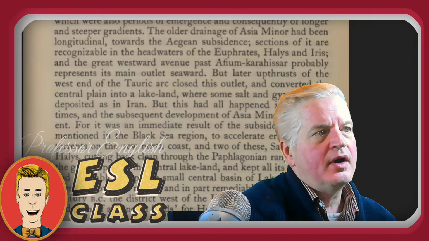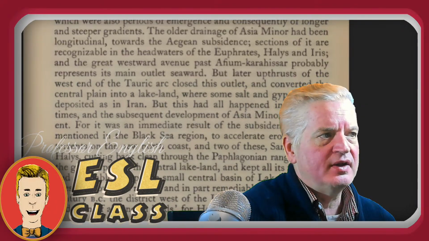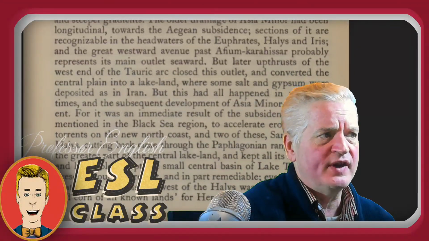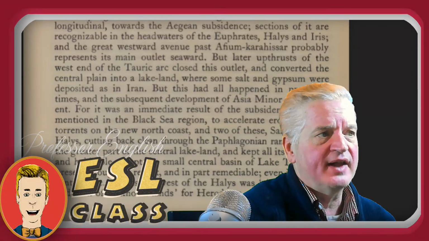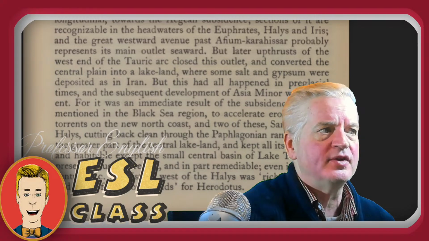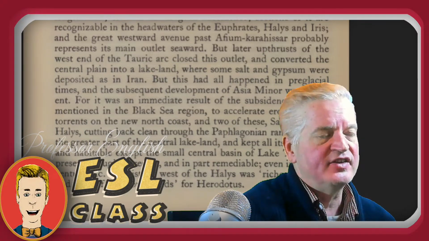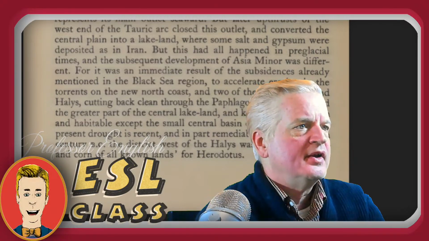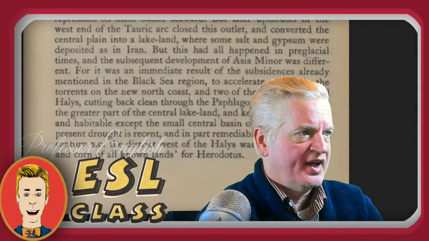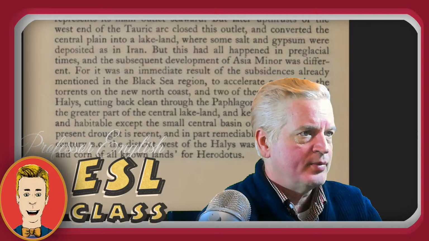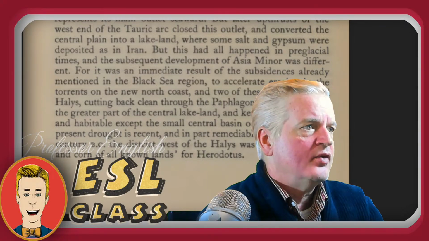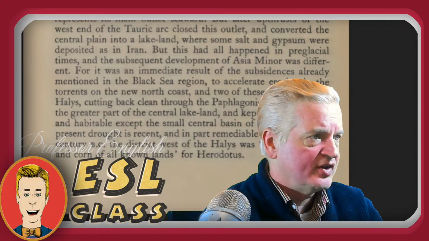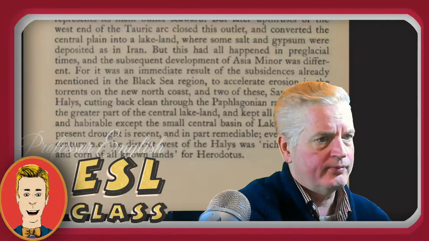But later, upthrusts of the west end of the Tauric arc closed this outlet and converted the central plain into a lakeland where some salt and gypsum were deposited, as in Iran. But this had all happened in pre-glacial times, and the subsequent development of Asia Minor was different, for it was an immediate result of the subsidences already mentioned in the Black Sea region.